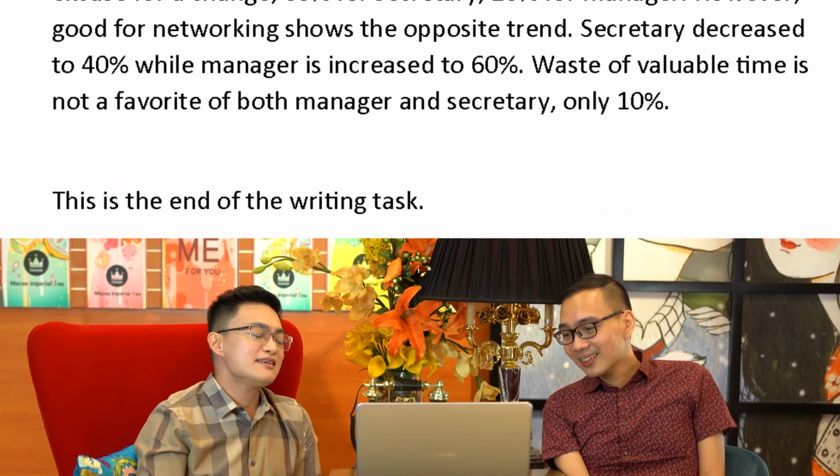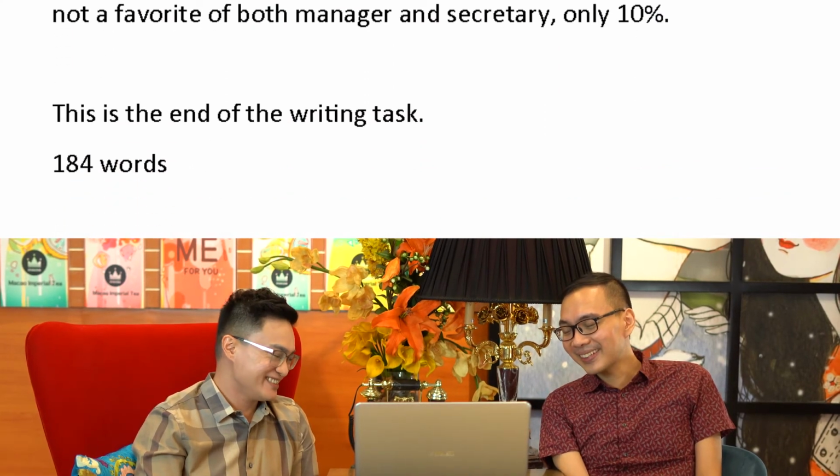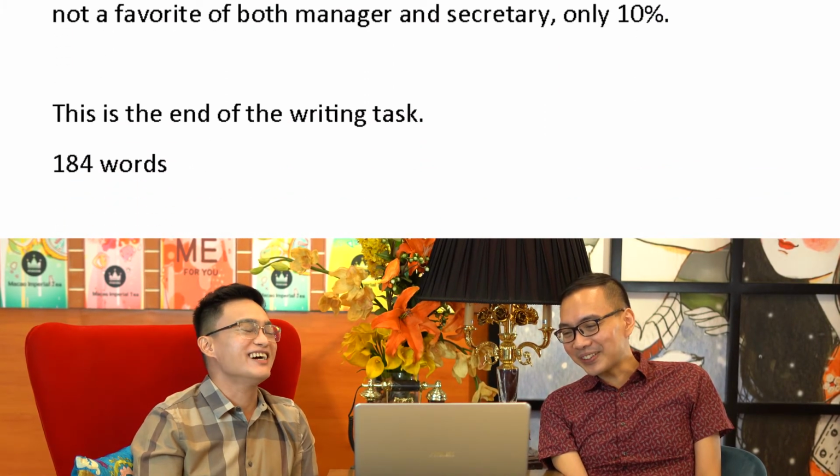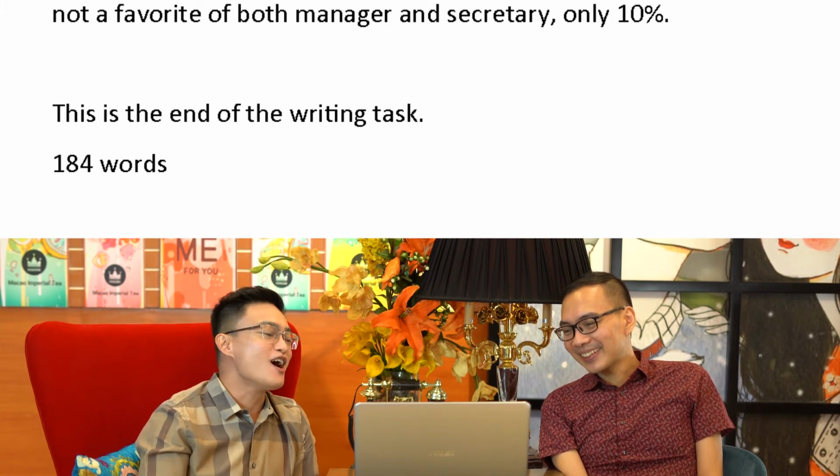So this is another way of misinterpreting the data in your graphs. Please, none of this. And after that paragraph, this is the end of the writing task. There is no need for that. There's no need for that. You're not lost. You have arrived at your destination.